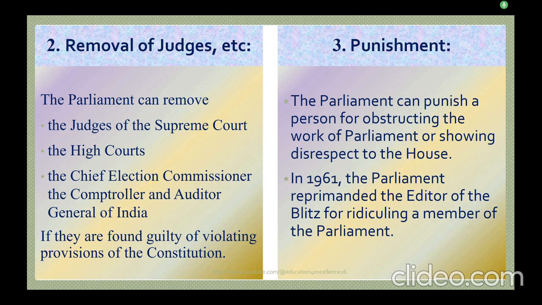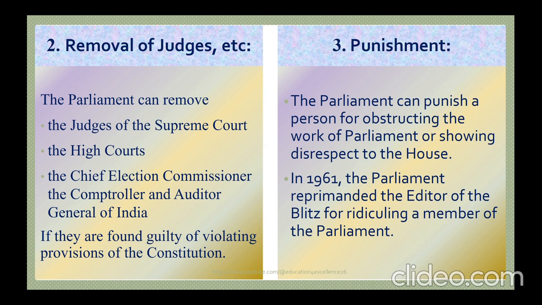In the same way, the Parliament can remove the judges of the Supreme Court, the judges of High Courts, the Chief Election Commissioner, and the Comptroller and Auditor General of India, if they are found guilty of violating provisions of the Constitution.